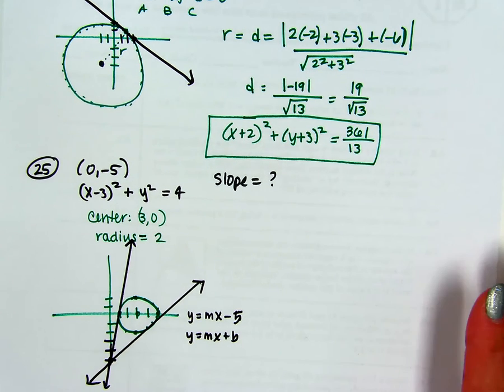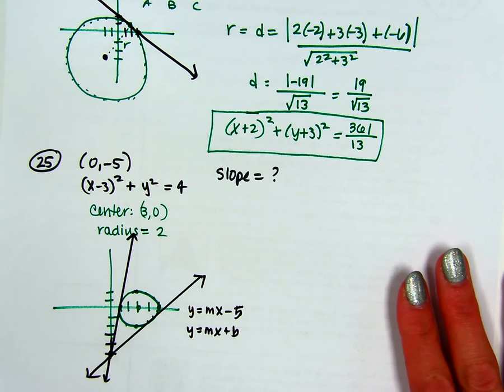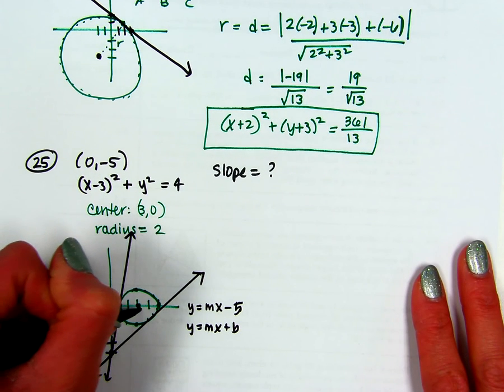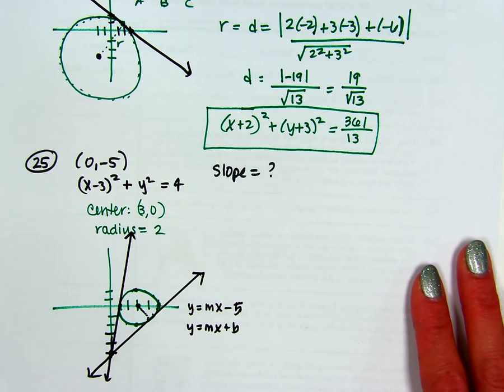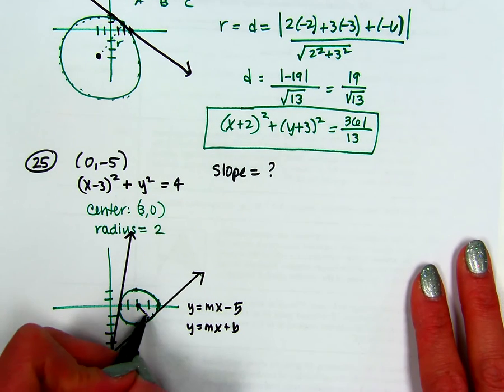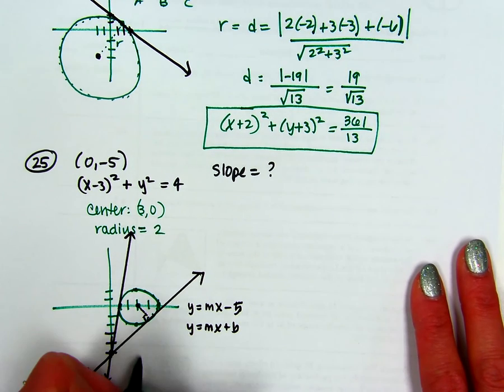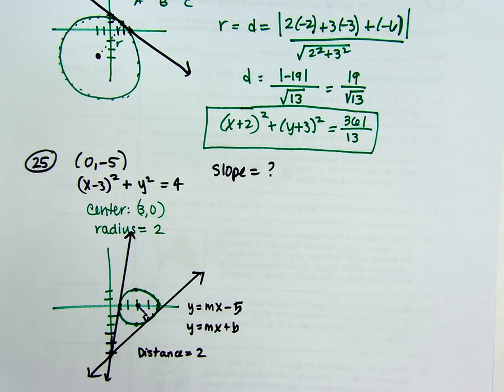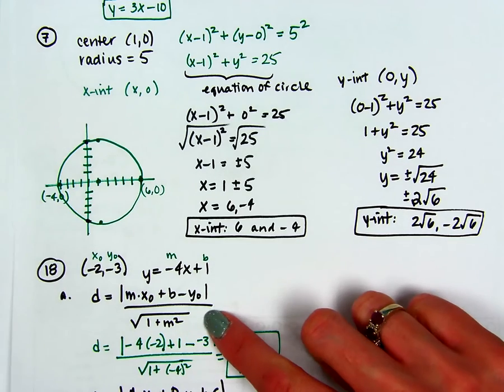What else do I know? I know that the distance from the center to this line is my radius. So if my radius is 2, then I know that the distance is also equal to 2. All right, so there's some information there. So that's leaning towards this equation.